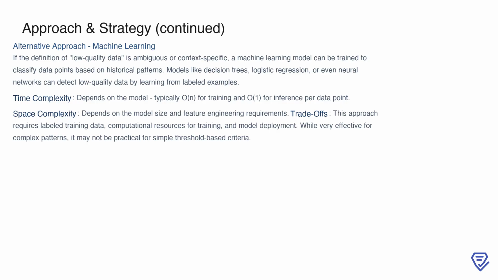The time complexity for training the model is typically O(n), while inference for each data point can be as fast as O(1). However, this approach has its trade-offs. It requires labeled training data, which may not always be available, and computational resources for both training and deploying the model. Additionally, the space complexity depends on the model size and the features included during training.